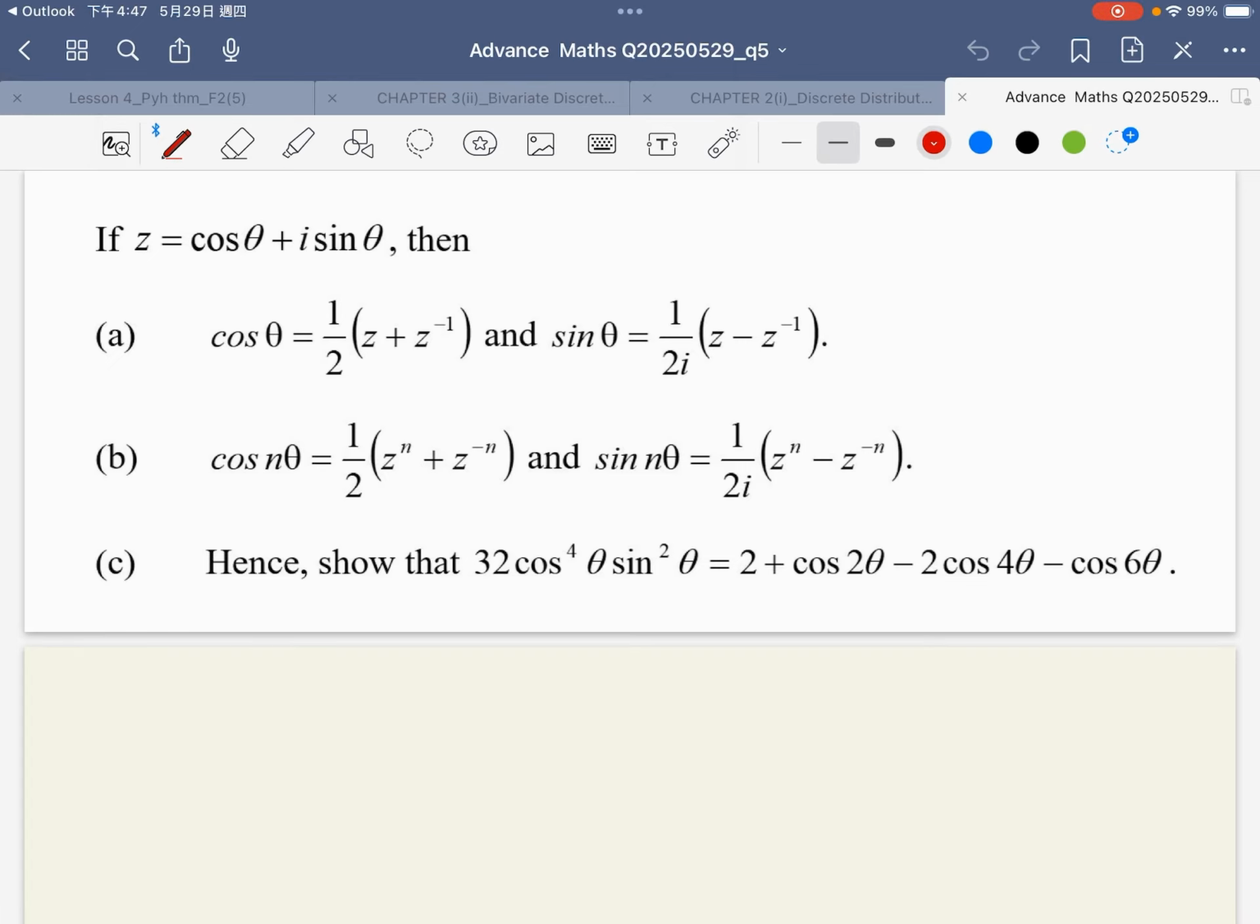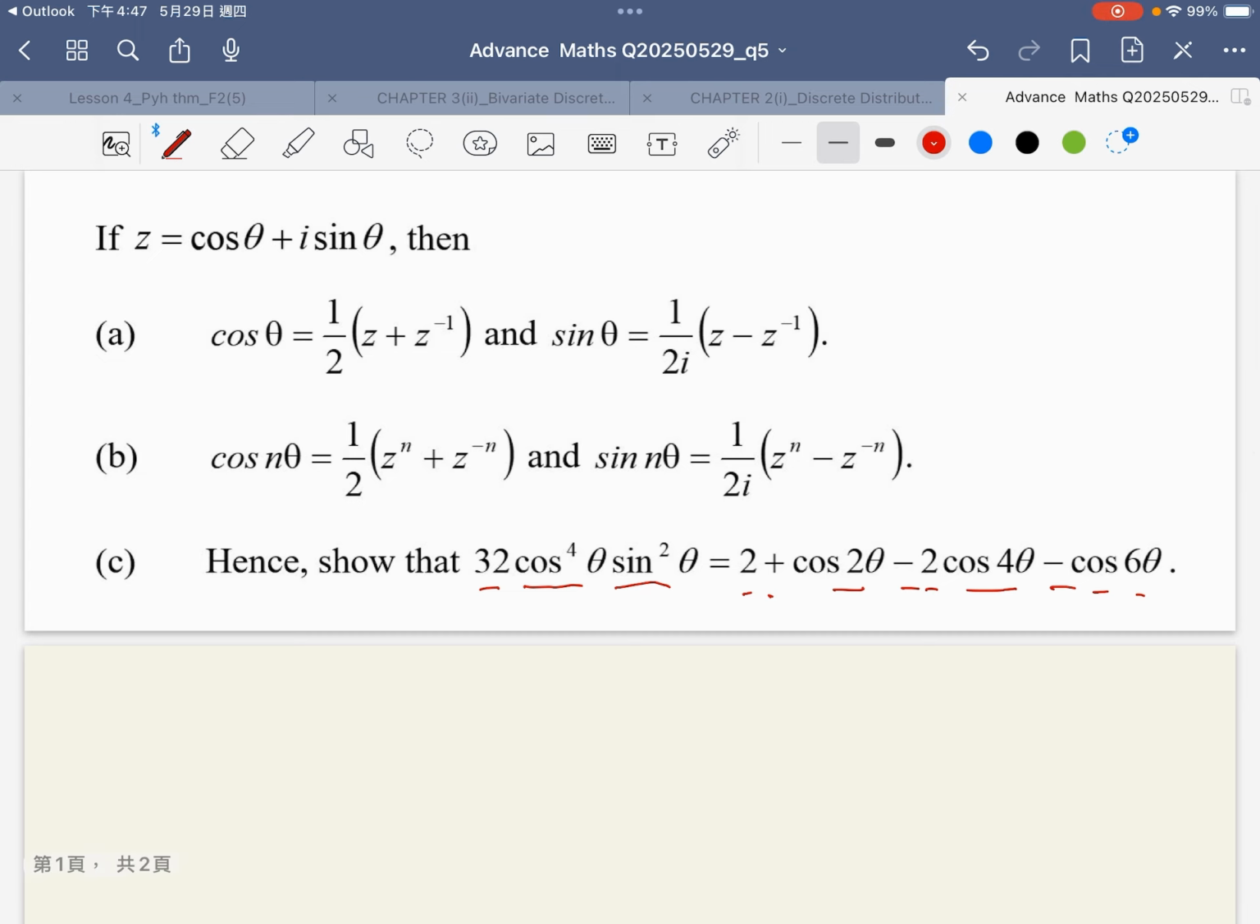In this question, I try to prove this identity: 32 cosine to the power 4 theta times sine to the power 2 theta equals 2 plus cosine 2 theta minus 2 cosine 4 theta minus cosine 6 theta, by using De Moivre's theorem.